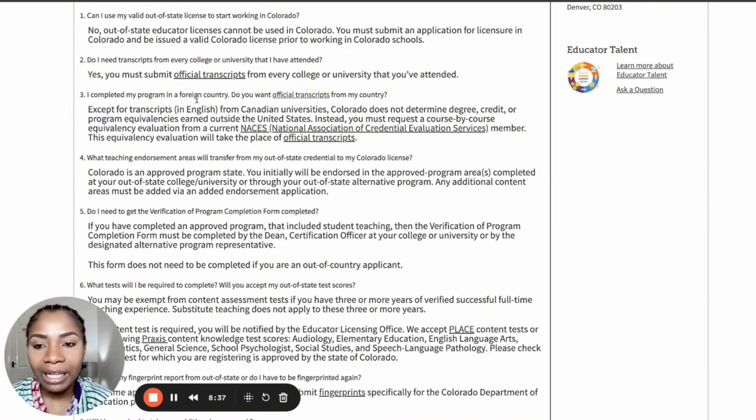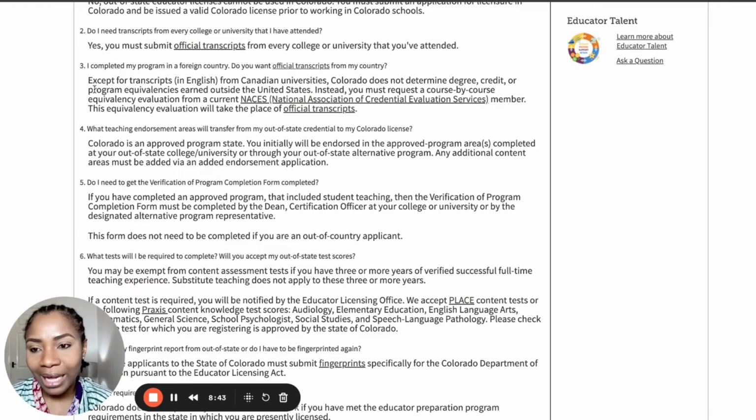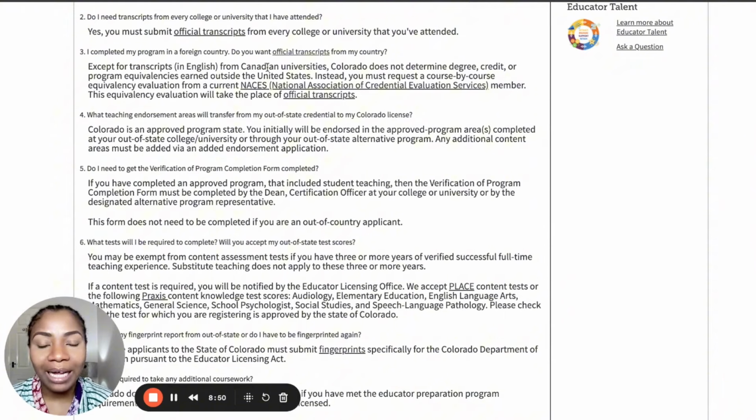I completed my program in a foreign country. Do you want official transcripts from my country? So the answer is, except for transcripts in English from Canadian universities, Colorado does not determine degree credits or program equivalencies earned outside the United States. Instead, you must request a course-by-course equivalency evaluation from a current NACES member. This equivalency evaluation will take the place of official transcripts. This is very straightforward.